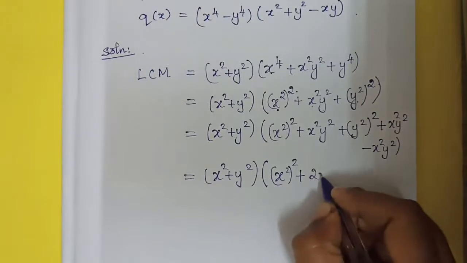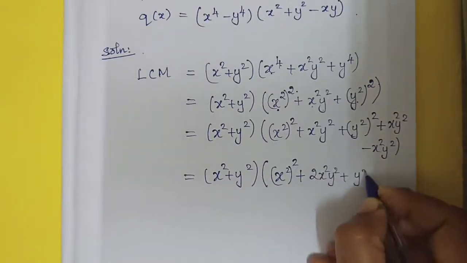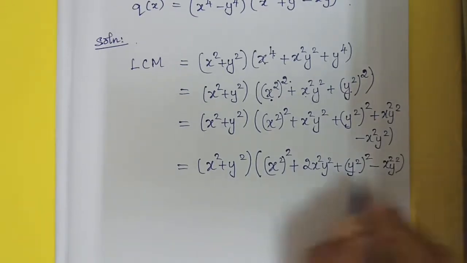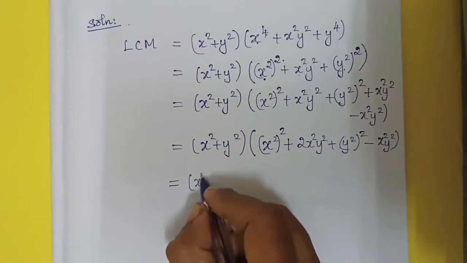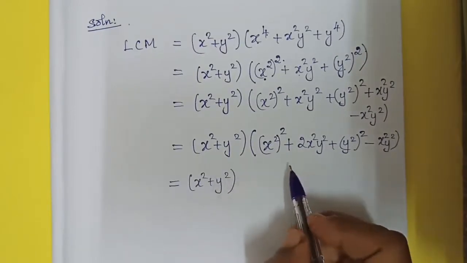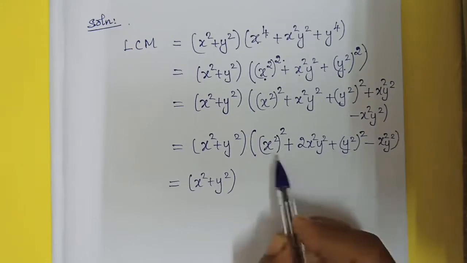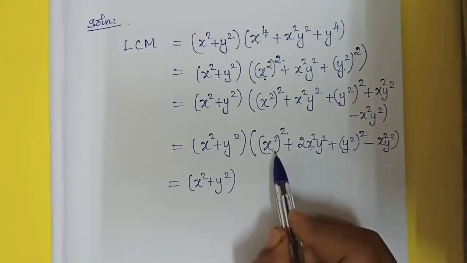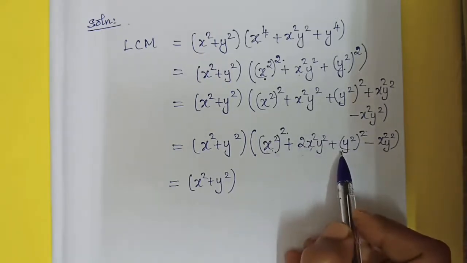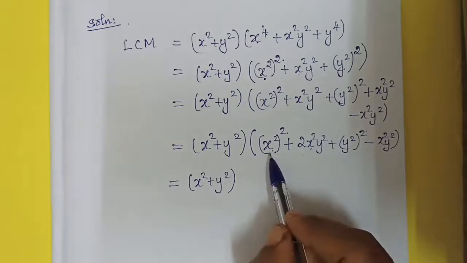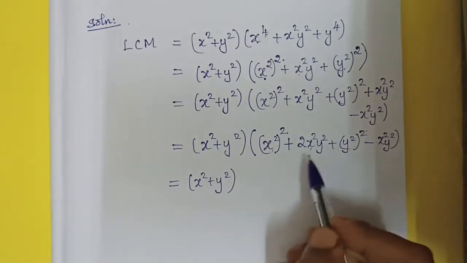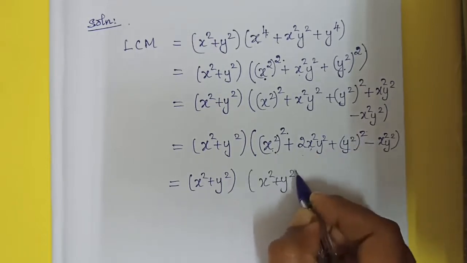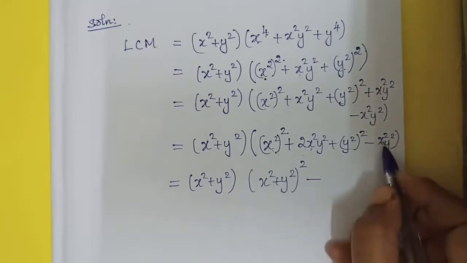So 2x²y² + (y²)² − x²y², which is equal to x² + y². Now comparing with the formula, the first three terms are a² + 2ab + b². On combining the first three terms, we get (a + b)². So here a = x², b = y². So we have (x² + y²)² − x²y².